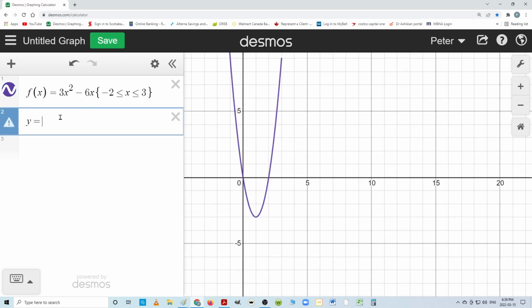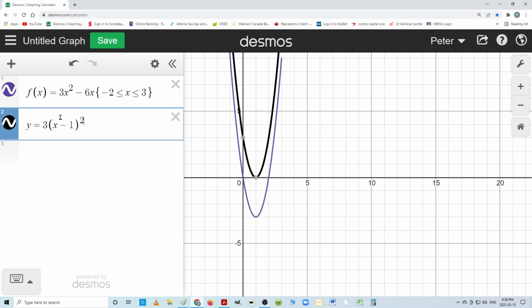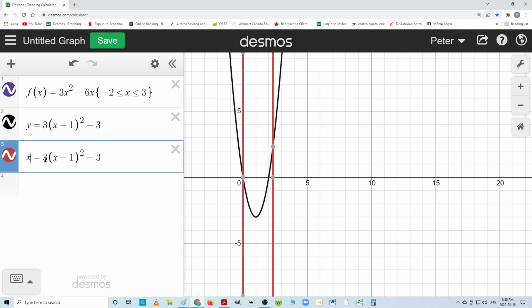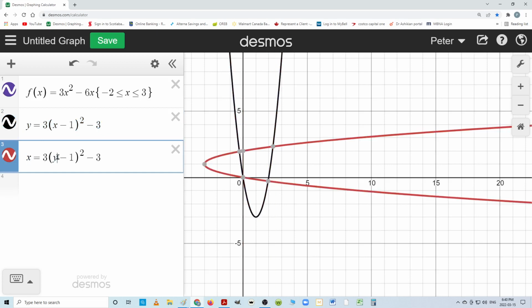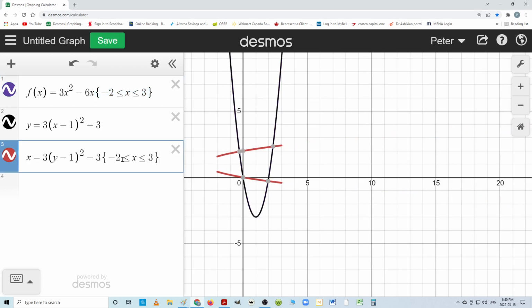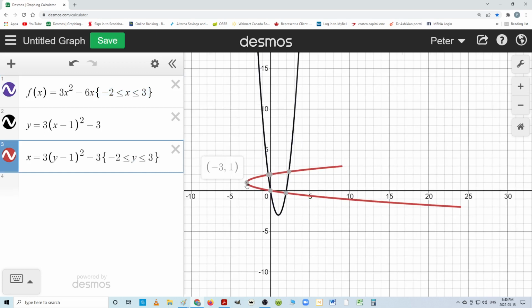Now, I'm going to write it in this format so that we can see that it's the same thing. So there we go, we've got the same graph. And then I'm going to just swap the x's and y's to show you the inverse. But now I'm also going to put this as a restriction on the y to see if we get the same x's. Now, there's the lowest value of x.